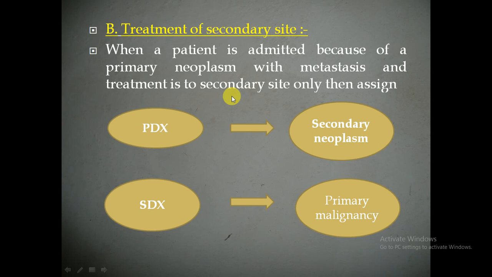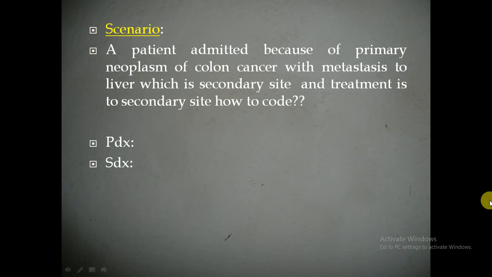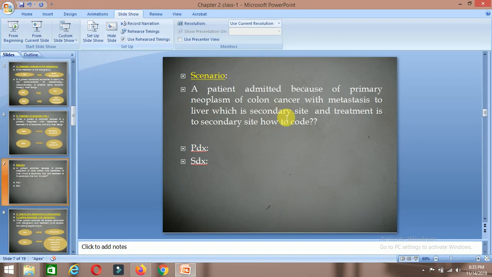think like that. From breast to lungs it is spreading, but the physician is treating the lungs only. So we have to assign the principal diagnosis as the secondary neoplasm of the lung, and as secondary diagnosis we have to give the primary malignancy of the breast. We will see in detail in the next coding guidelines. So in order to understand clearly, we will see one scenario.